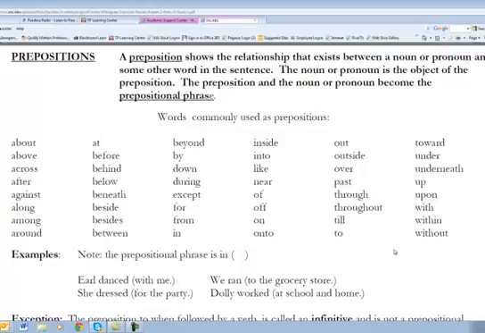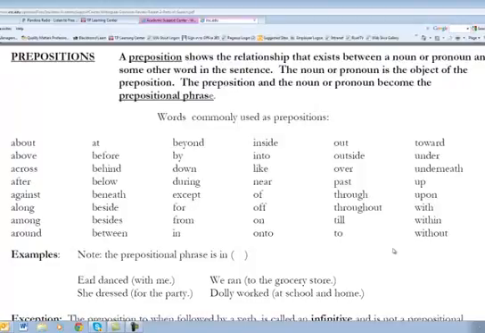Oftentimes, prepositions show position. This is a common relationship that they might show. It's not restricted to position, though. Prepositional phrases are something that you will want to get into the habit of identifying as a whole. So not only do you recognize the word that acts like a preposition, but you can feel or sense where the phrase ends. A phrase is just a group of words.